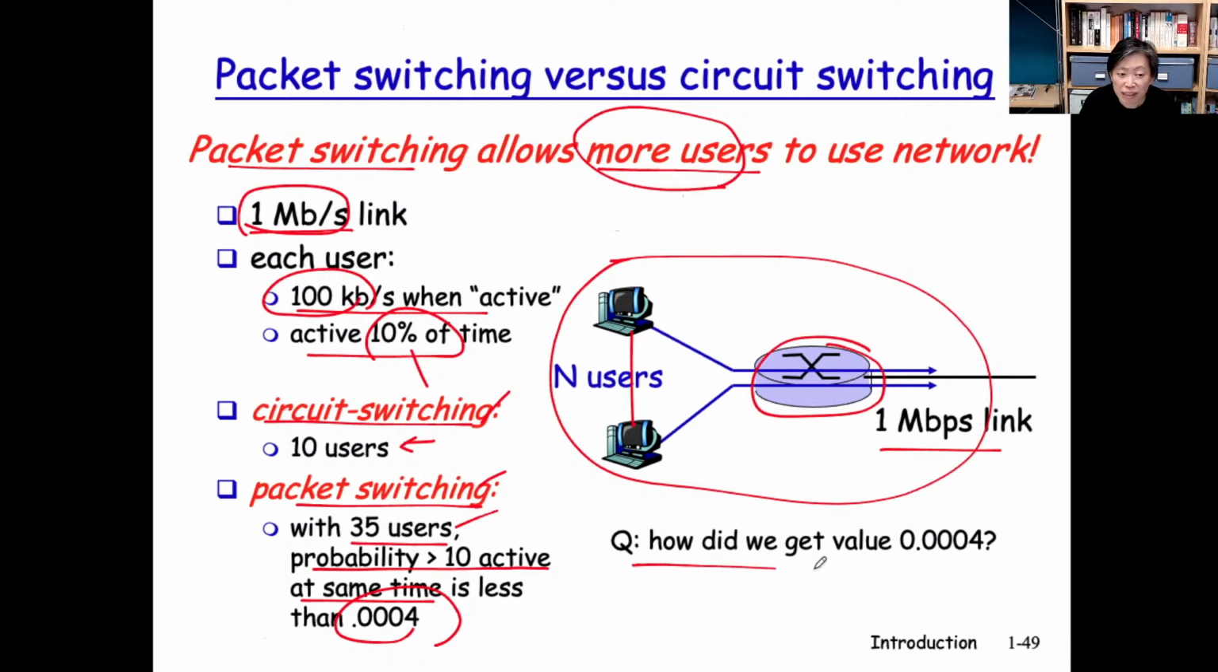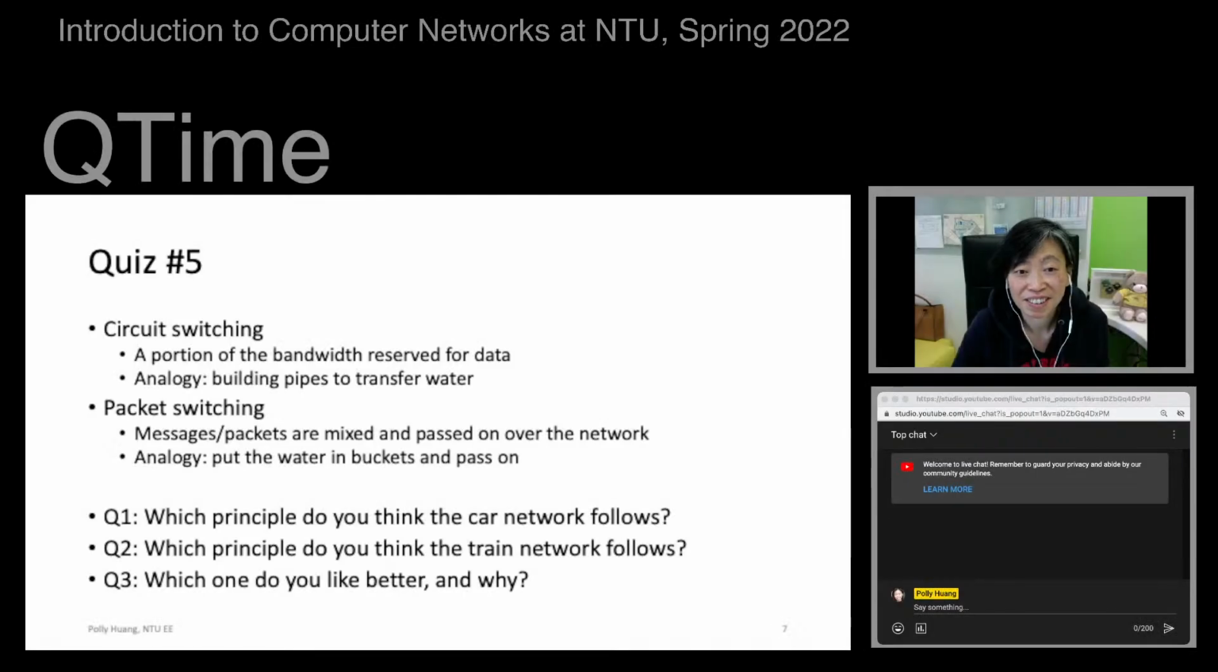And by the way, does anyone here know how to derive this value? The probability of 10 of the users being active at the same time, given the active rate is 10%. All right, so those who know how to derive the probability 0.0004, please post it in the channel Ask Us Anything. You receive extra credit for that.